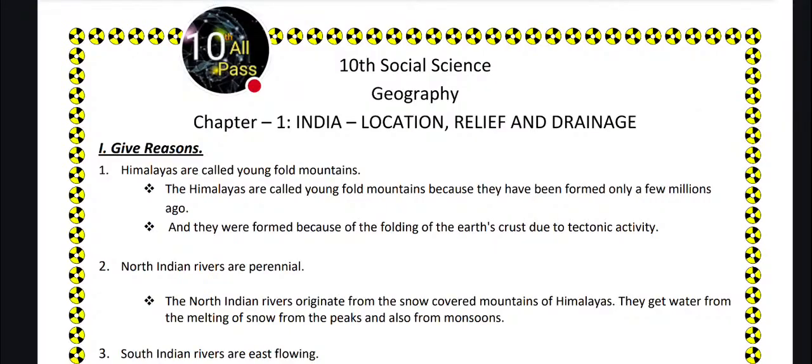Give reason. First one, Himalayas are called young fold mountains. Answer. The Himalayas are called young fold mountains because they have been formed only a few million years ago, and they were formed because of the folding of the Earth's crust due to tectonic activity.